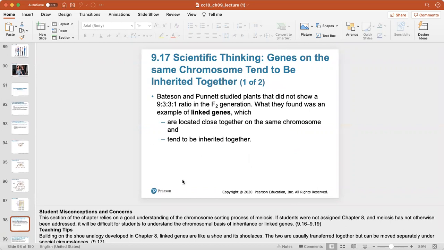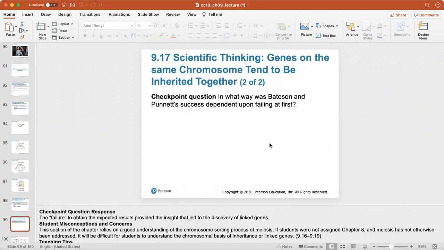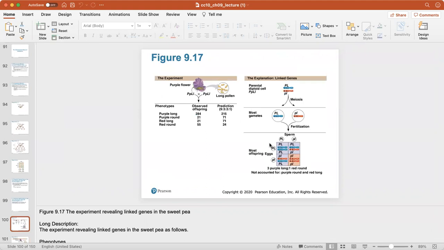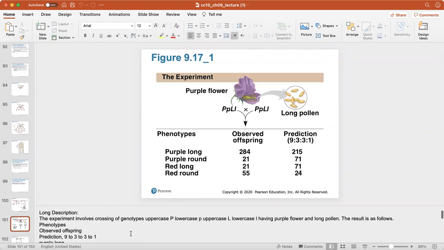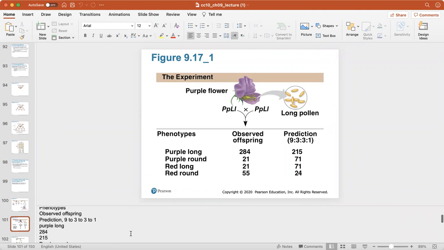Bateson and Punnett studied plants that did not show this normal ratio in the second generation, and what they found was an example of what we call linked genes, which are located close together on the same chromosome and tend to be inherited together. So here we have a look at an experiment revealing linked genes in the sweet pea, showing how the experiment involves crossing of genotypes, and then you can see the resulting observed production and the prediction. So it's similar, but not totally the same.